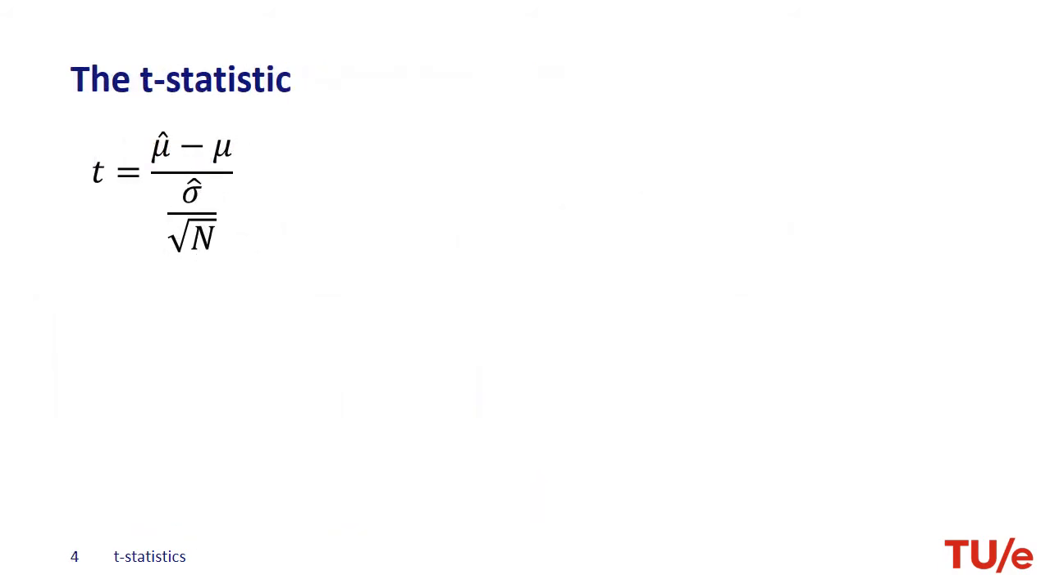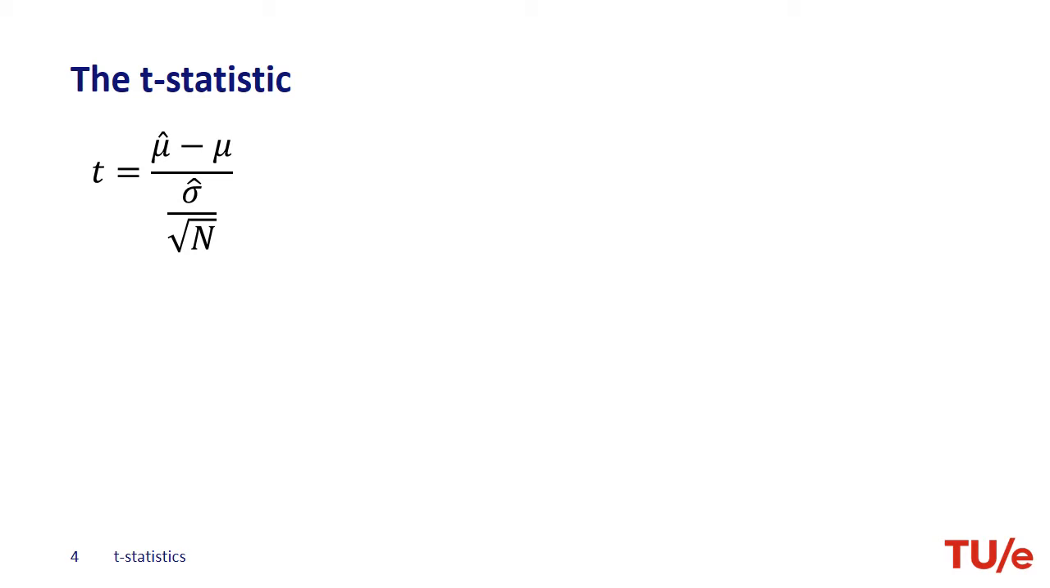The t-statistic gives an answer to our question. What it does basically is to calculate the deviation of the estimate of the mean value from the actual mean value and normalize it with the estimate of the standard deviation and the number of samples used in the estimation.